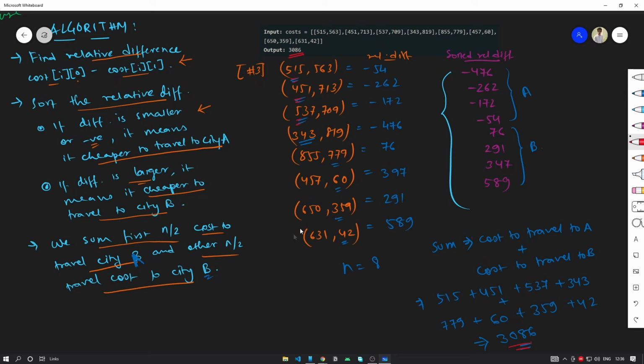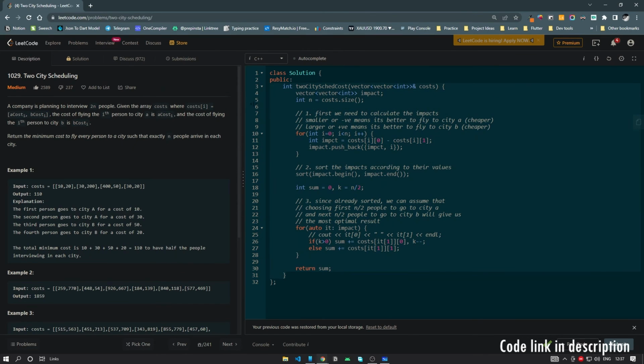Now let's see how we implemented this algorithm in our code. So here is our code, and the first thing that we are doing is to find the relative difference for the ith person between the cost to travel to city A and the cost to travel to city B, and we are storing it along with the ith index so that later we can retrieve the cheaper cost. Next we are sorting our relative differences in ascending order.